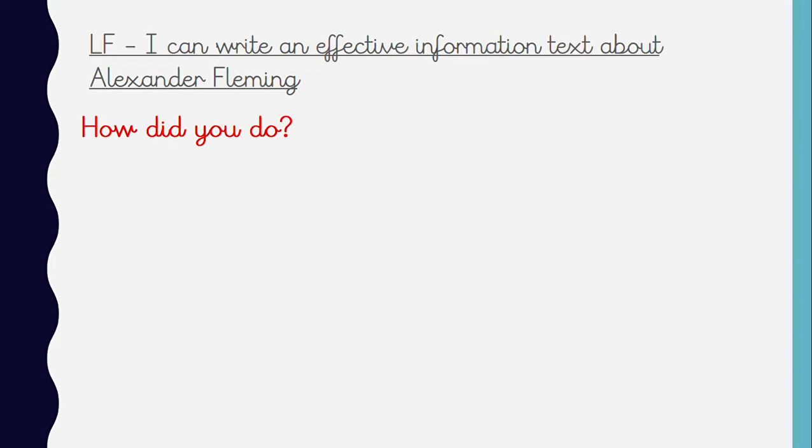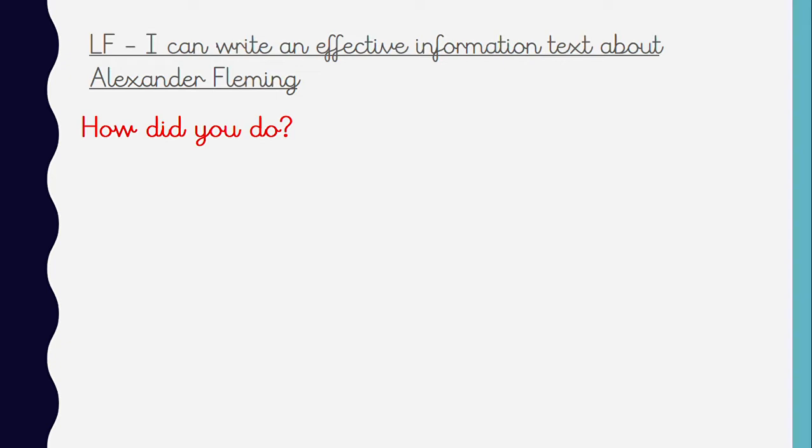Have a little read through of it. Maybe get someone at home to read it out to you aloud, because sometimes when we check our own work, we don't see the errors because we read it how we think it should read rather than what it actually says. So maybe you could get your brother or sister or somebody at home to read it to you and check it for any errors.